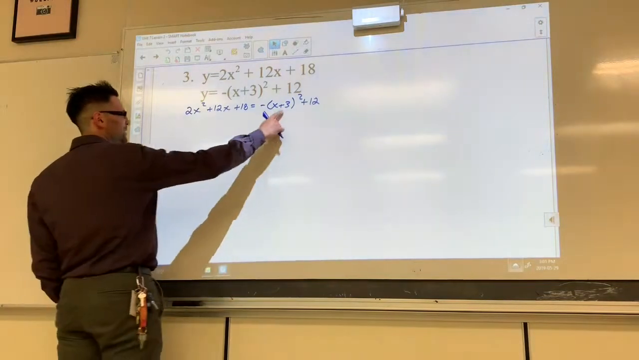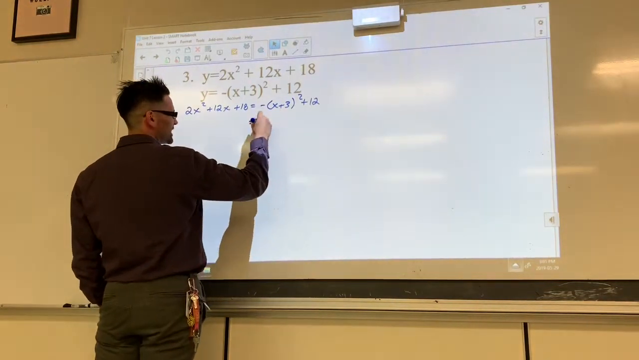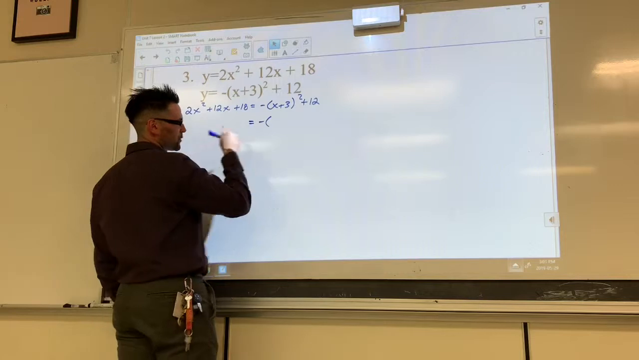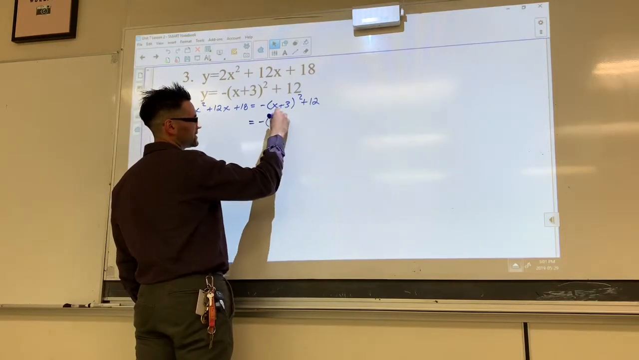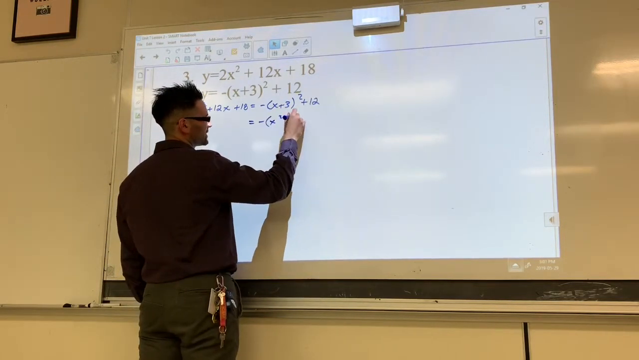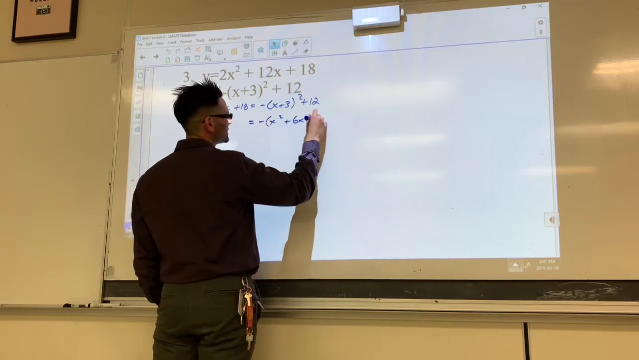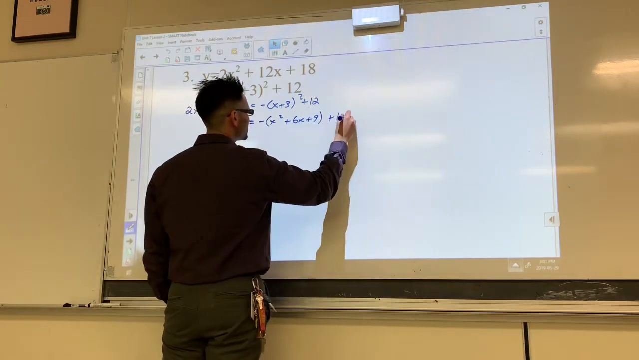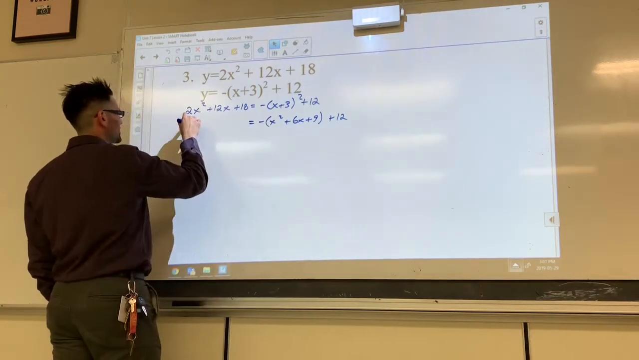Foil that one out. There's a negative on the outside, so maybe be careful when you foil it out. Don't forget the brackets. So you get x squared, and then you're going to get a plus 6x plus 9 plus 12. I didn't change anything on this side.